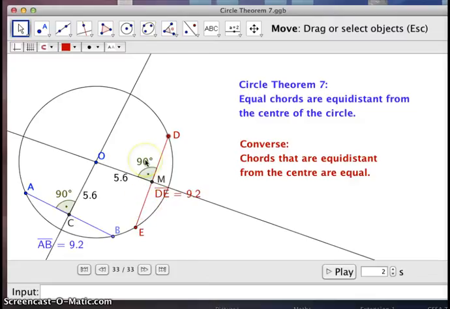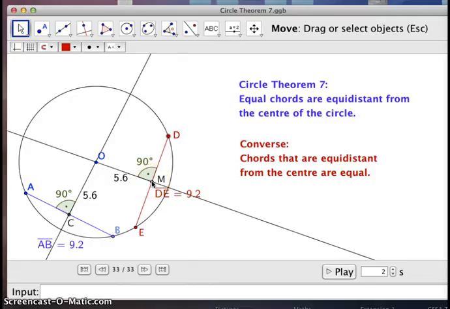Now, when you want to measure the distance of a dot to a line or a point to a line, it has to be the perpendicular distance because it's the shortest distance. For example, if I draw a line from O to, say, somewhere over here between D and M, that's not the shortest distance from O to the line. The shortest distance from O to the line is from O straight to M. It's got to be the perpendicular distance from O to the chord DE.